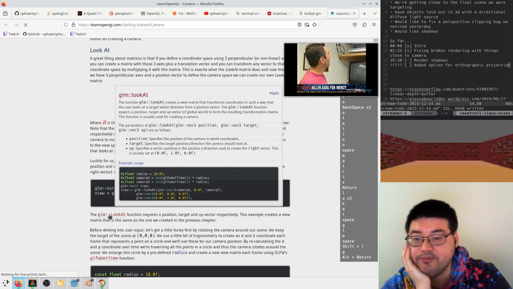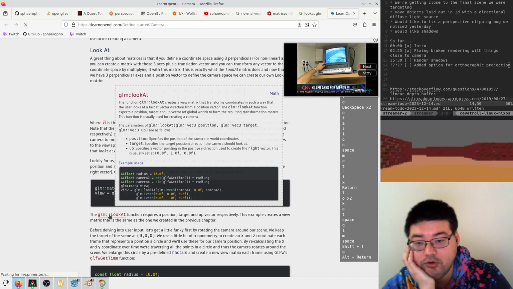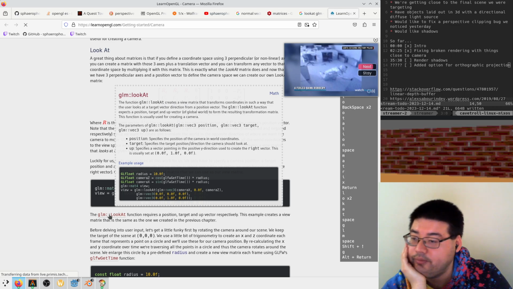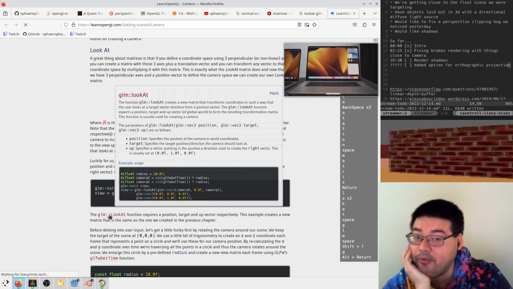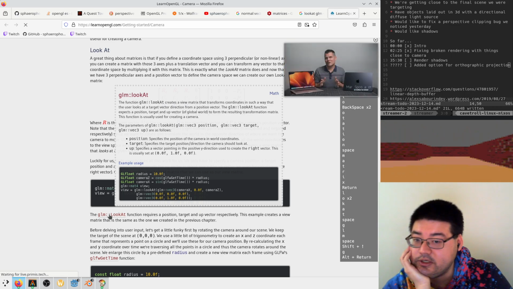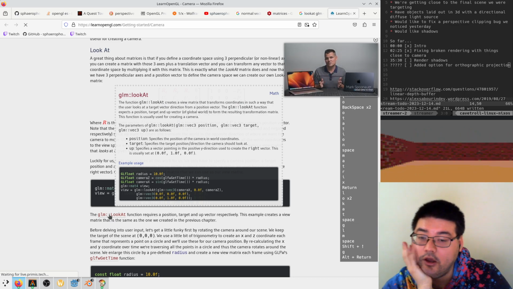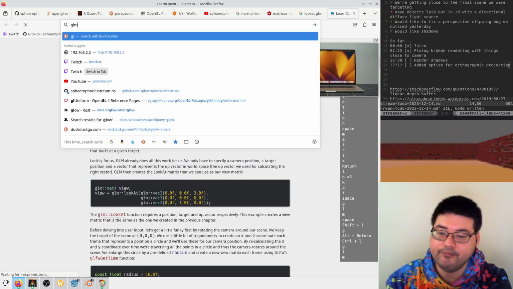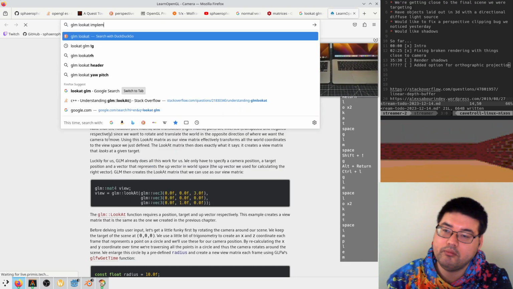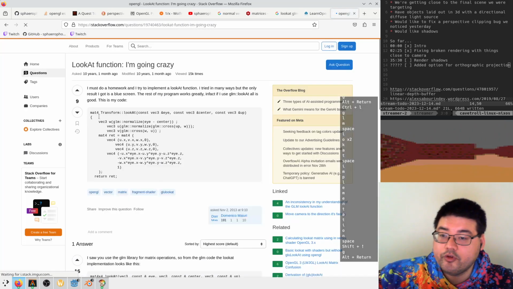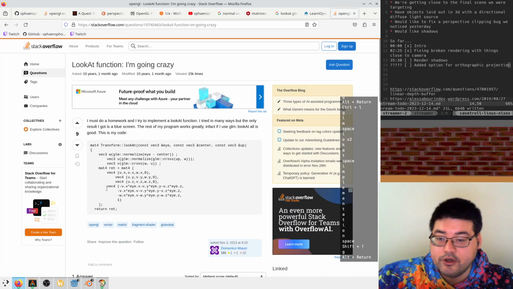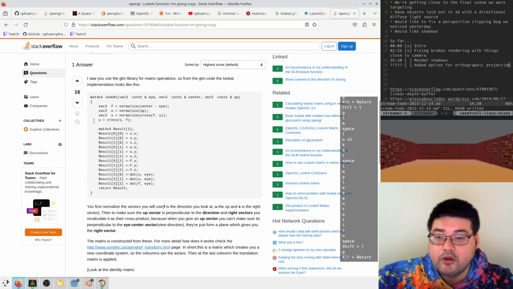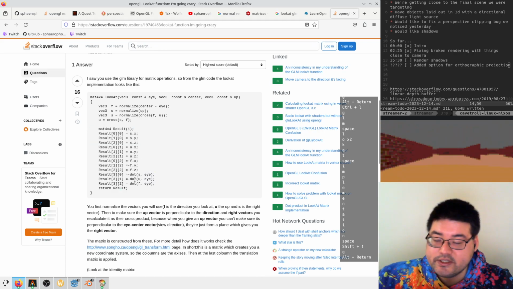The look at function expects a position, target, and up of the global world to form the resulting transformation matrix. Also makes sense, right? We do need an extra up direction. The parameters are the position, target, blah, blah, blah. And what's its definition? Oh, this is his code. I don't want his code. The real answer looks like this.